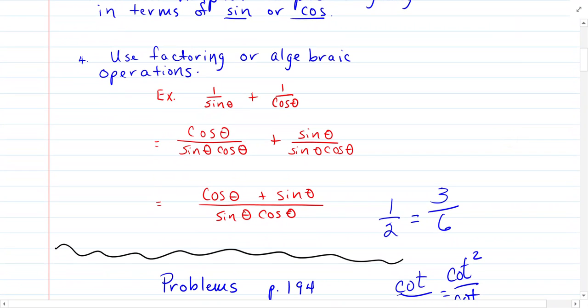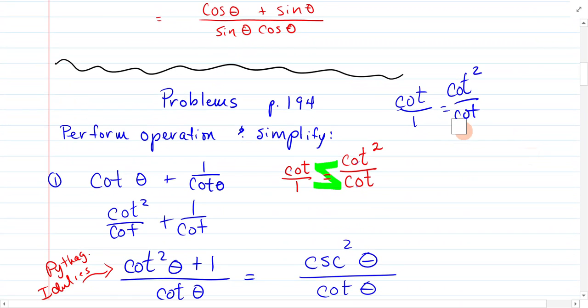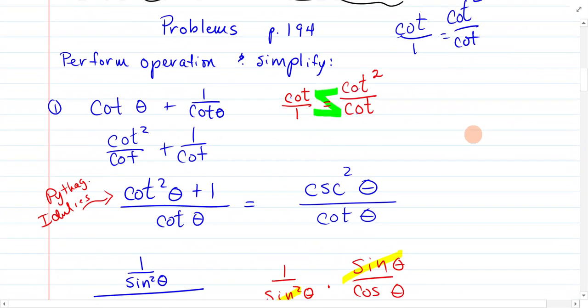Use factoring or algebraic operations. So in other words, if you had 1 over sine plus 1 over cosine, you have to get a common denominator. The common denominator is sine theta cosine theta. You turn each of these fractions into one with that denominator so that you can write as one fraction. So let's look at some practice problems before we go to your problem set.